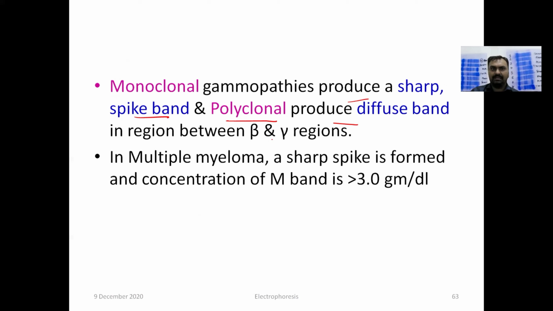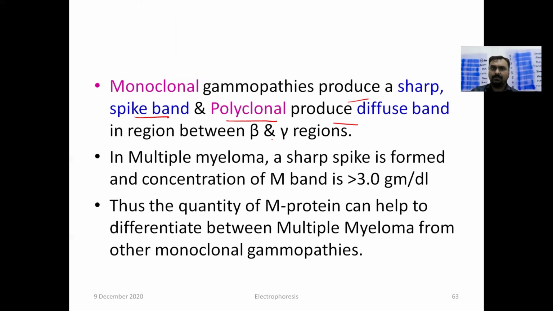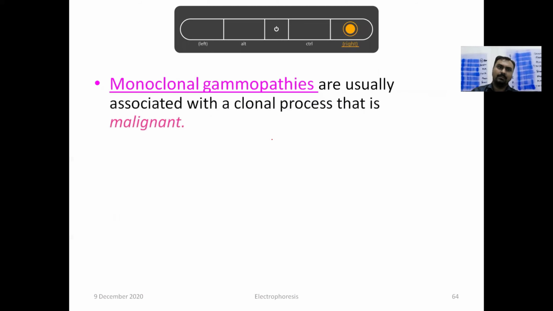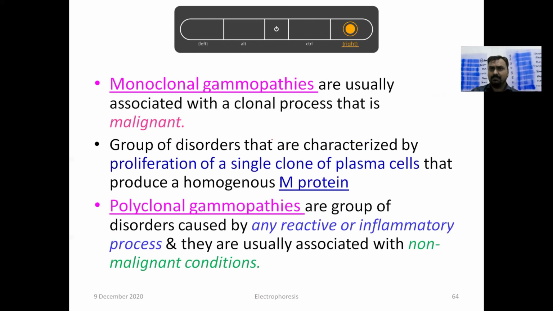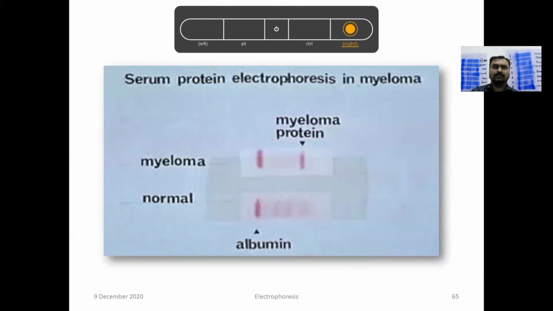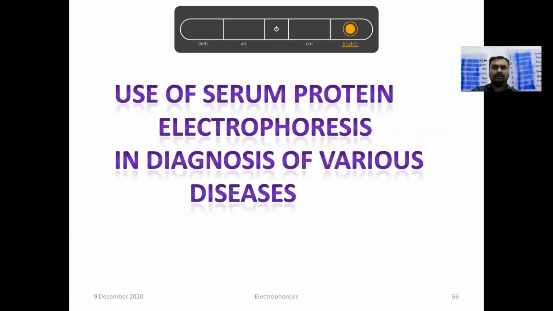In multiple myeloma, a sharp spike is formed and the concentration will be more than 3 grams. It is just like the albumin concentration, the M band will be seen. So that is multiple myeloma for you. That will help you to differentiate different types of monoclonal gammopathy. Multiple myeloma as such is malignant, and we have to treat it aggressively with chemotherapy. You can see here the normal pattern, just like the albumin band, and there is the M band in the gamma region.